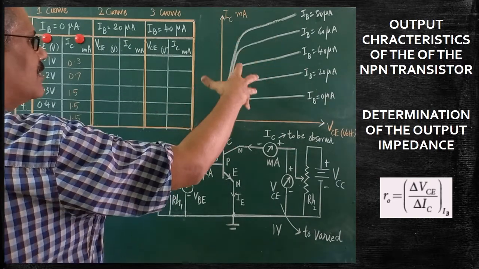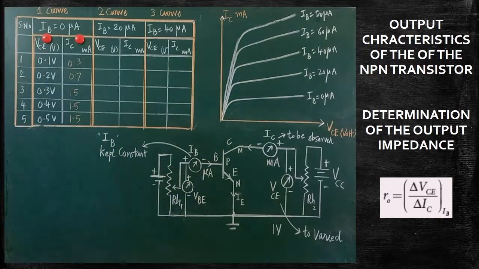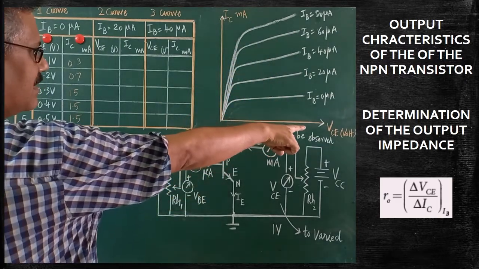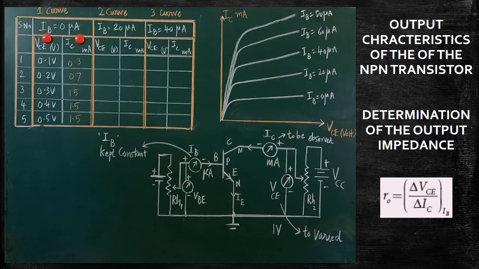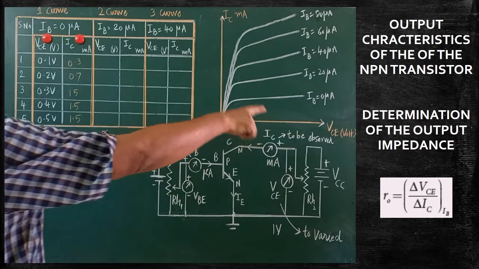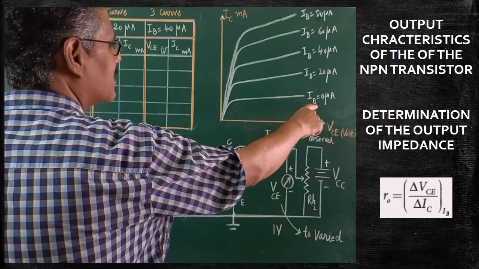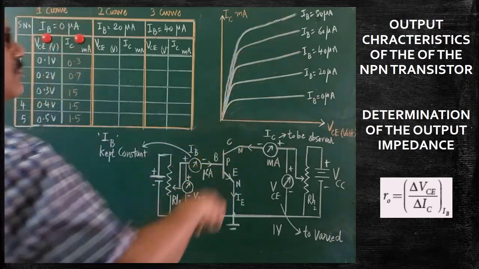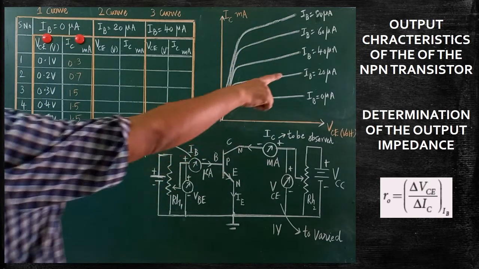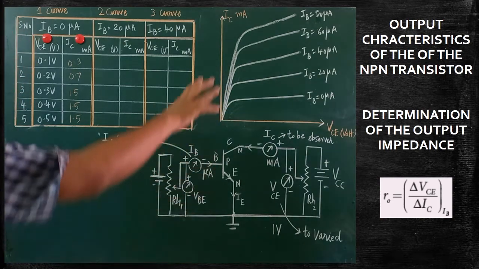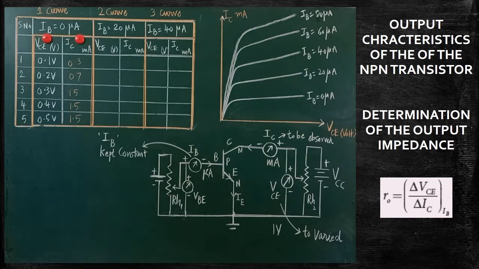The set of curves drawn is called what is this? Output characteristics. On the x-axis VCE is taken and on the y-axis IC is taken. Are you clear? VCE is measured in volt, IC is measured in milliampere, and here the curves are drawn for different values of IB. All IB values are measured in microamperes. So this nature of characteristic curves is called the output characteristics curve.